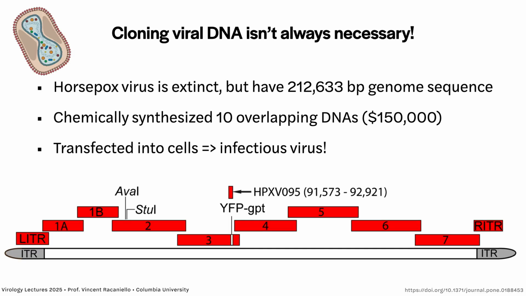Now, I've told you that you need to have a plasmid and put the viral DNA in it. By the way, if you have an RNA virus, you simply make a DNA copy of it and put it in the plasmid. Same result.